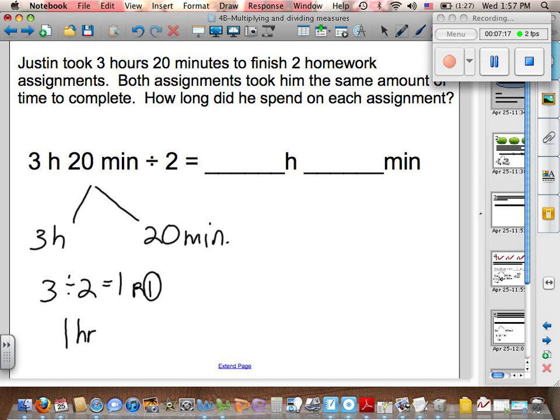Now we have this leftover hour here that we need to exchange for minutes. There are 60 minutes in 1 hour. So we are going to add those 60 minutes to the 20 we already have. And now we have 80 minutes. So we're going to do 80 divided by 2, and that gives us 40. So each assignment took Justin 1 hour, 40 minutes to complete.